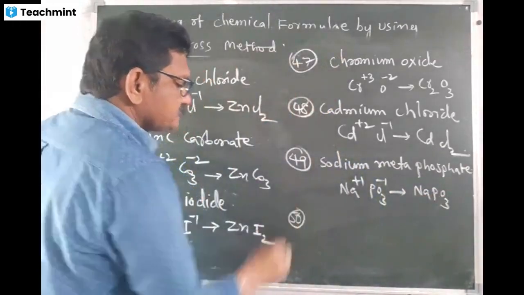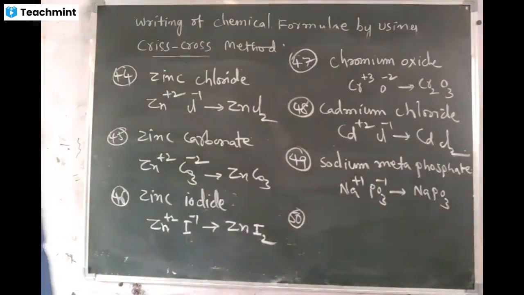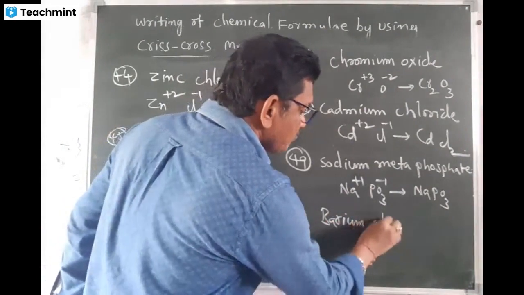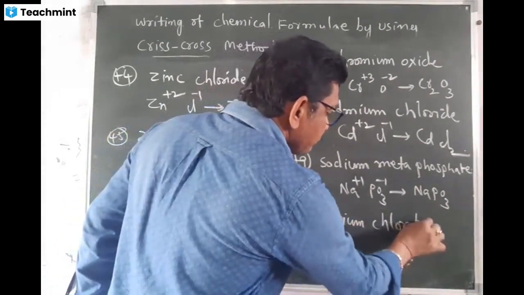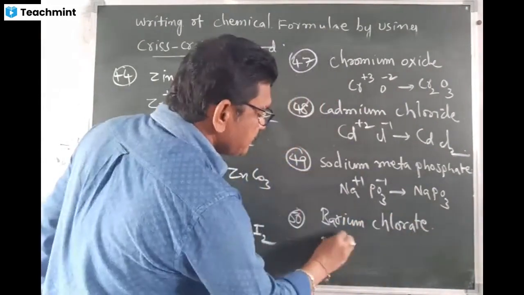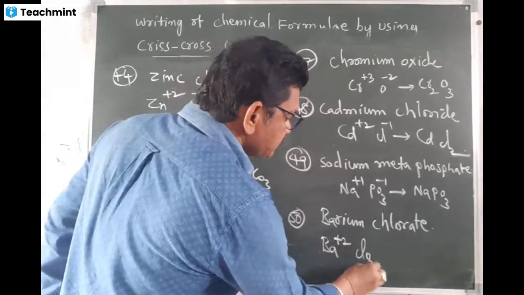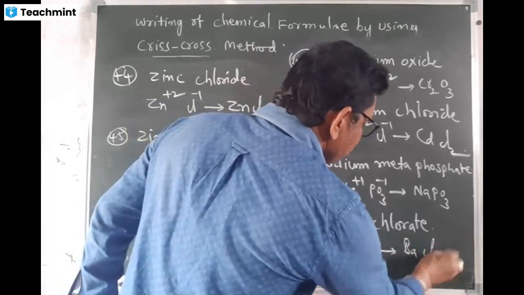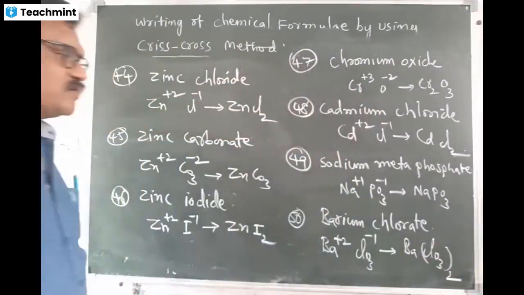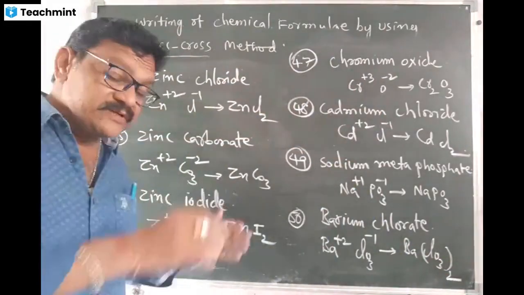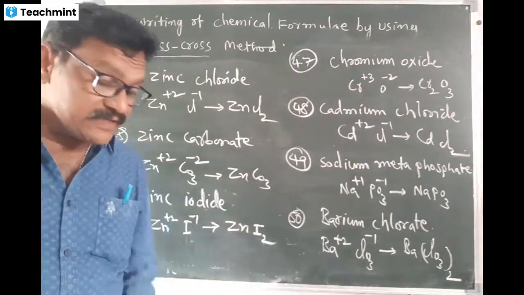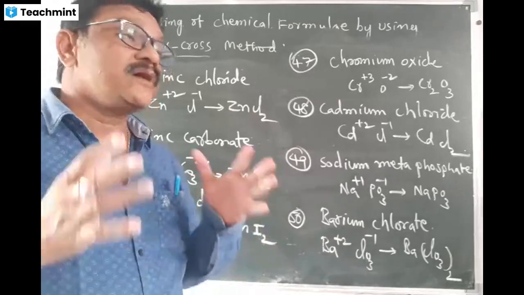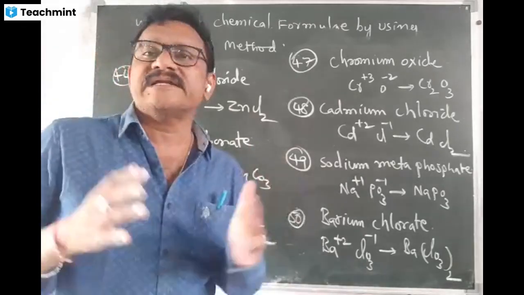Then 51, barium chloride. Barium chloride salt. Ba plus 2. Chloride means minus 1. Then the formula becomes BaCl2. Okay. So this is the way to write different chemical formulas using the crisscross method when you have a clear idea about the stable list of cations and anions.